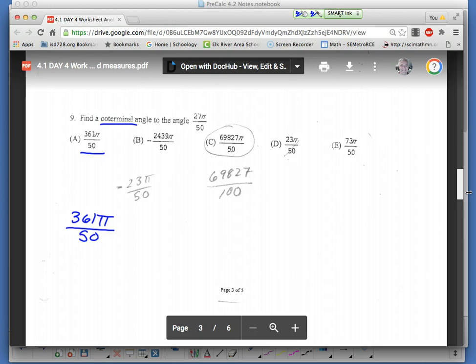If I just check this one, 361 pi over 50, if I'm going to divide a full revolution, how many 50ths are in a full revolution? Remember, it's because of the fraction. How many 50ths are in a full revolution? It's 100 50ths in the full revolution. That's why I'm looking at this, and if I divide it by 2 pi, that's the same as dividing by 100 pi over 50. Are you okay with that? So I got 100 pi over 50.